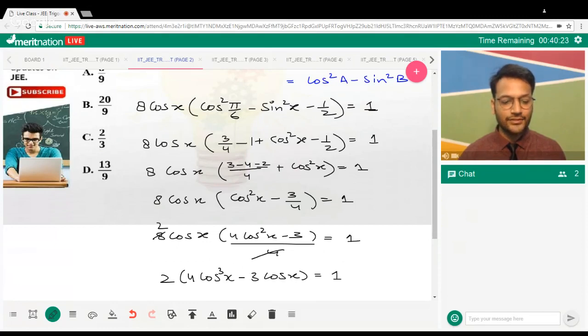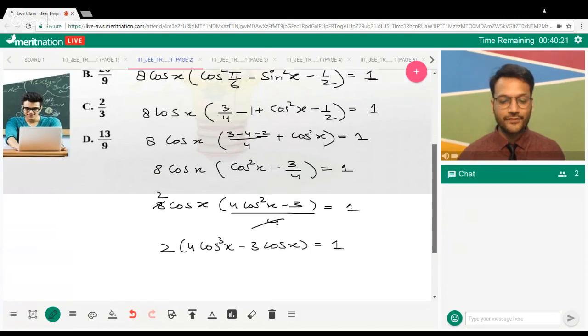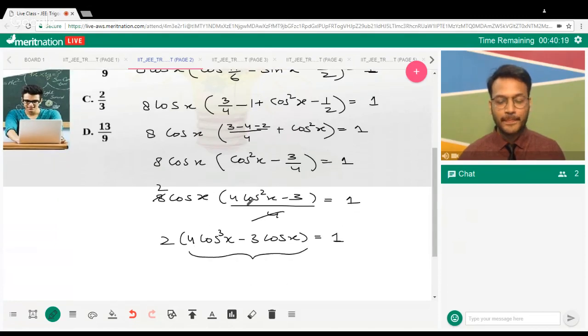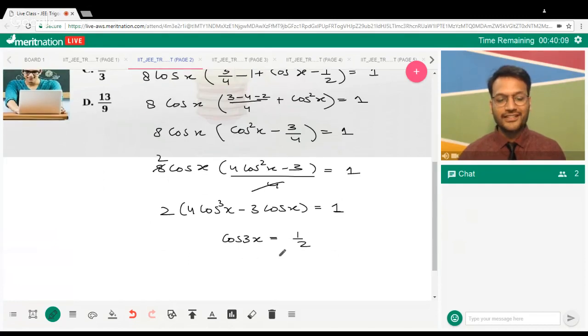So these are a few things which you need to observe. I hope all of us can observe this bit. This is what? This is cos 3x. Very good. Cos 3x is equal to 1 by 2. So now this is a simple equation which we have, which can be rewritten as cos 3x is equal to cos pi by 3.